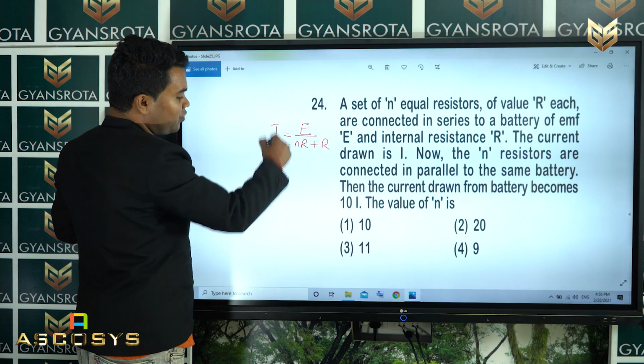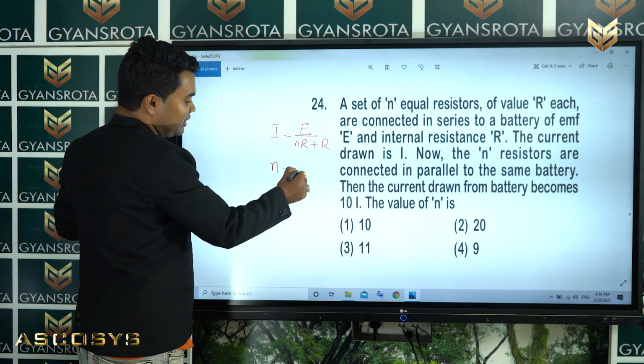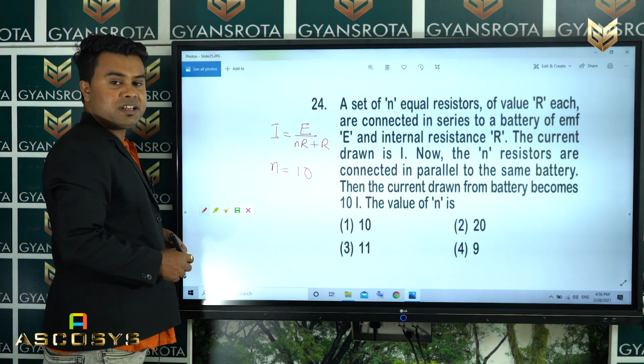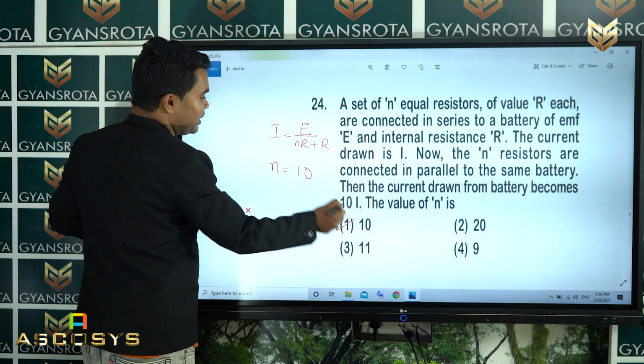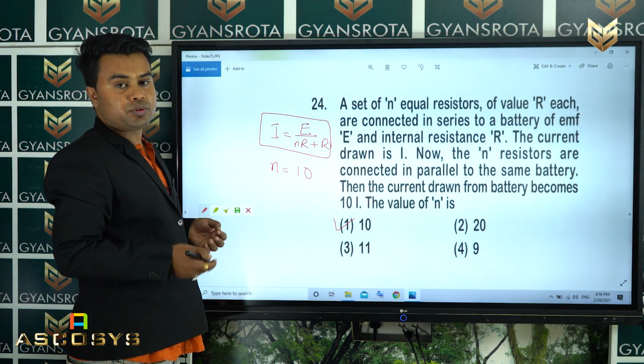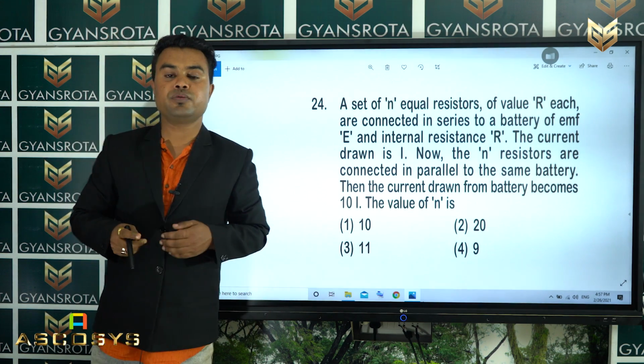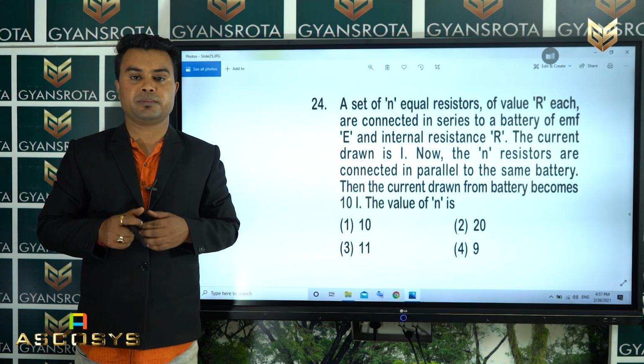So, if you use this formula, your value of N is coming out to be 10. The answer will be 10. So, I can click on 10, but you have to solve it by yourself. The application part I have shown you, you just need to put in values. Now, let us move to the next question, that is question number 25.